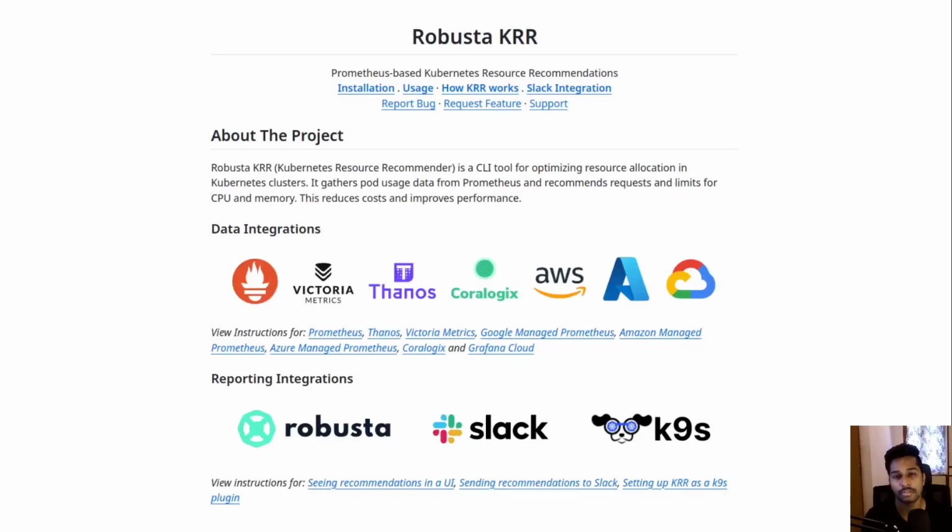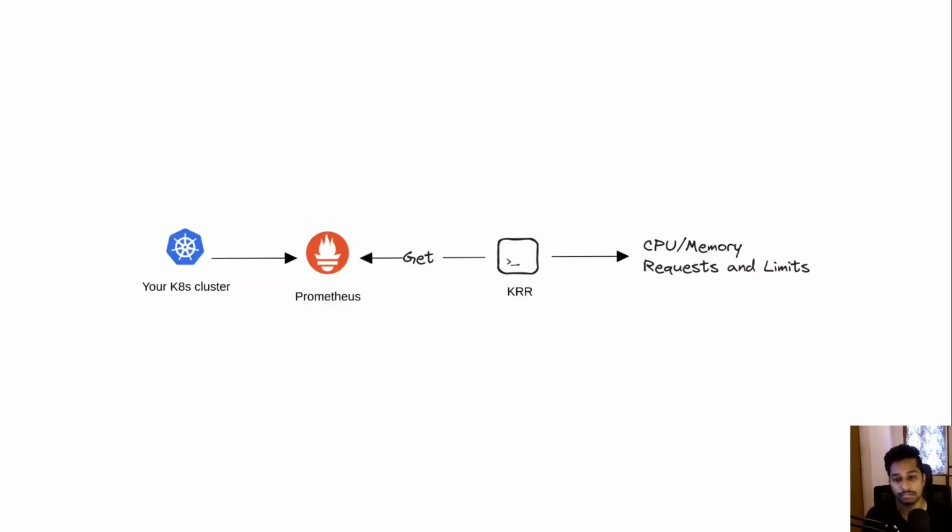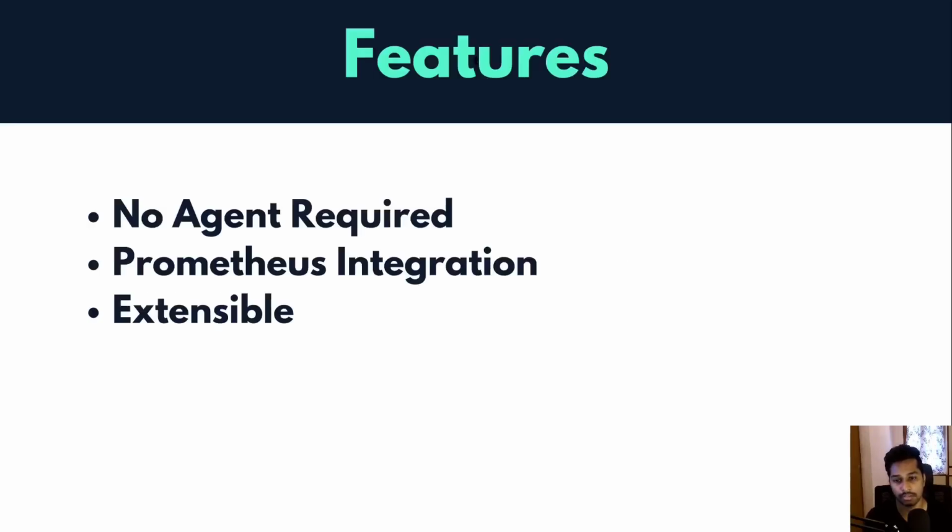KRR is an open source CLI tool that works with all Prometheus compatible systems. Just run it once and it'll give you recommendations. So in simple terms, this is how KRR works. When you run the KRR CLI, it connects to your Prometheus, analyzes your Prometheus history and gives you CPU and memory requests and limits.